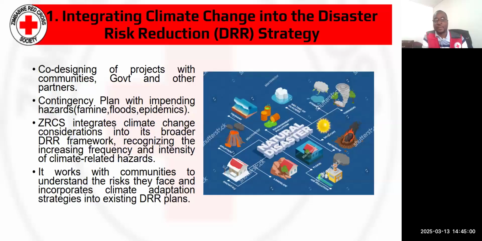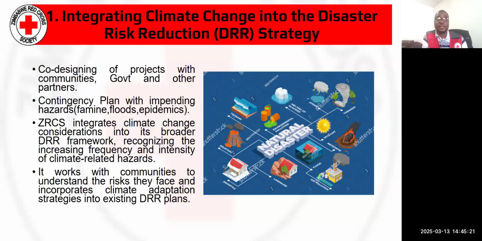And in terms of co-designing those projects, we work closely with the government and other partners that are operating in that space. And also, as Zimbabwe Red Cross, we have a contingency plan that we have developed for 2025, looking at the impending hazards or risks in Zimbabwe. In that contingency plan, we've identified famine, floods, and epidemics.